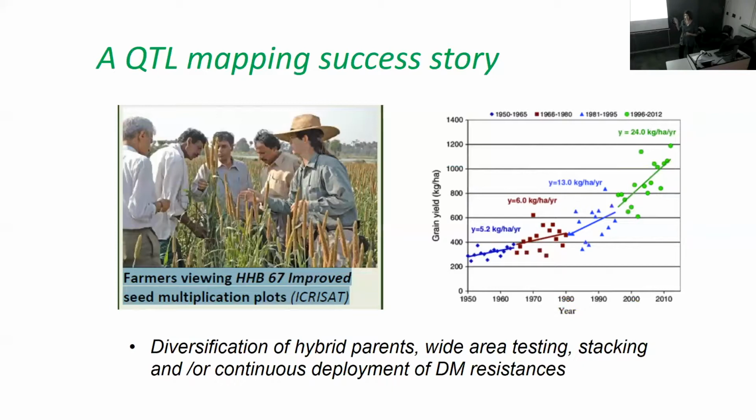And the pearl millet breeders have actually been very clever. They've diversified their parental materials that are going into hybrids. They've introgressed new resistance genes over time, and they've stacked resistance genes. And so in this very diverse host-pathogen environment, where easily they could have had bust after bust, I mean, just continuous epidemics, they've managed to keep increasing yields over time. So it's a great success story, QTL mapping.